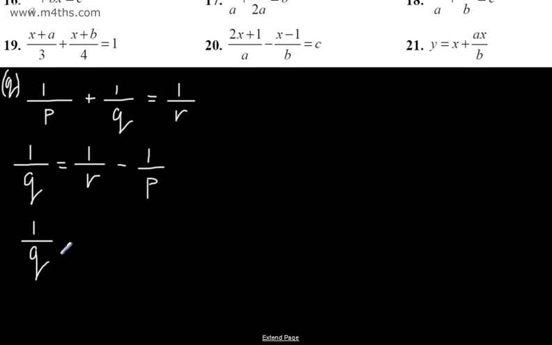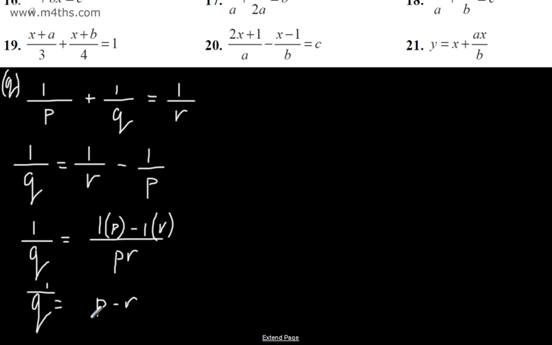So what I'm going to do is now write with the common denominator of rp or pr, we're going to have now p, so 1 multiplied by p, and I'll write it out, 1 multiplied by p minus 1 multiplied by r. So we have now that 1 over q is equal to p minus r over pr. Now we can invert this.